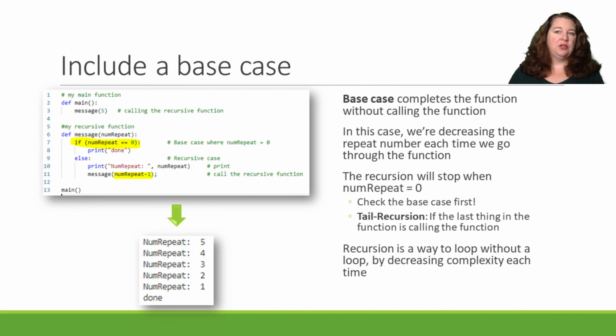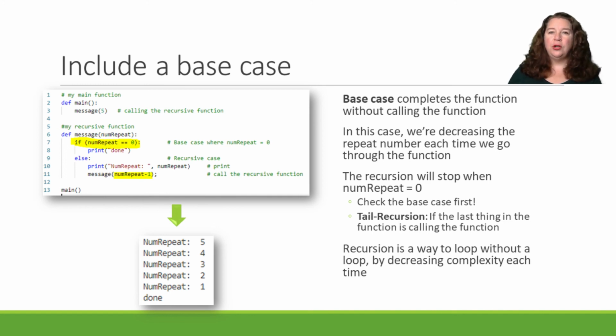But in this case, you just do a function the way you normally would, and you just call your function from inside your function. So in this case, I have said, if my number of repeat is equal to 0, then I'm going to print done, and I'm done. Otherwise, print which repeat I'm on, and then call message again with the number of repeat - 1. The -1 is really important. You have to shrink the size of your problem every time you go through recursion. If you increase the size, or if you keep the size the same, it doesn't ever get solved.